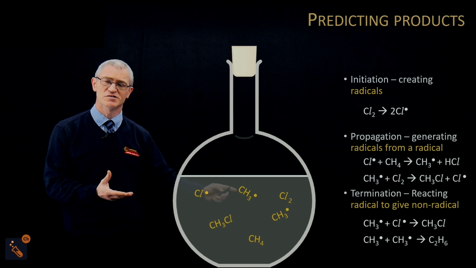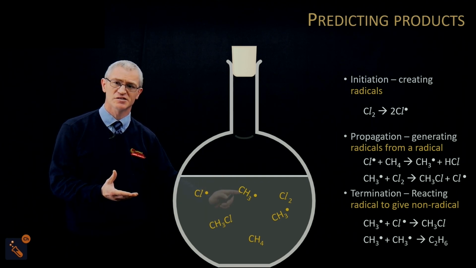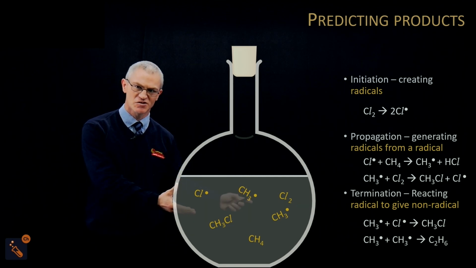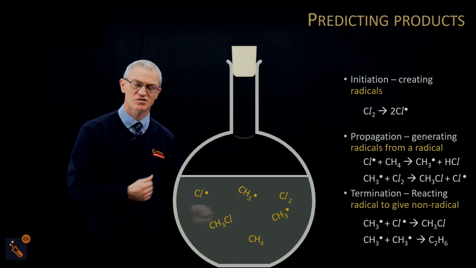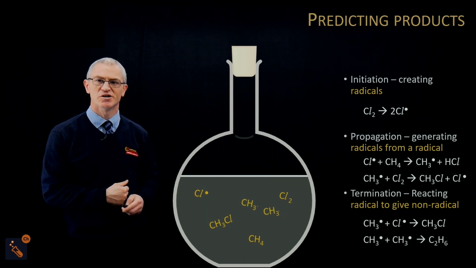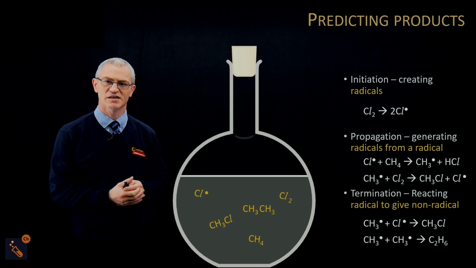So if that's the case, we can have more than one CH3. So see, I've put a CH3 there. There's billions of molecules in here, so there's got to be more than one of these things. So I've got two. What's to stop those CH3s, like we've done in the termination step, combining together? And you can see they've combined together there to make ethane.